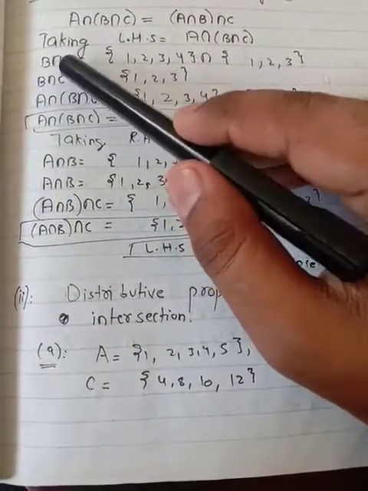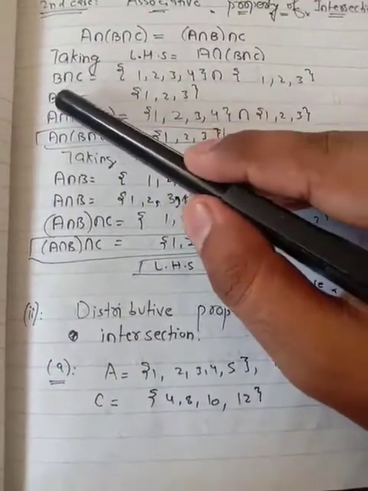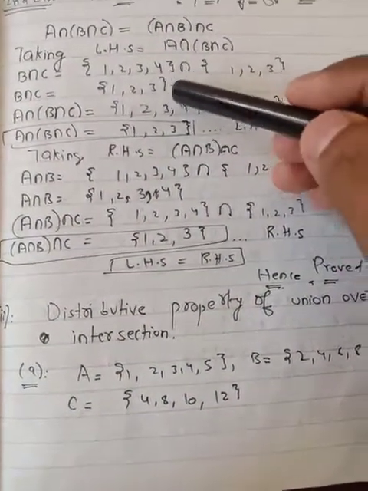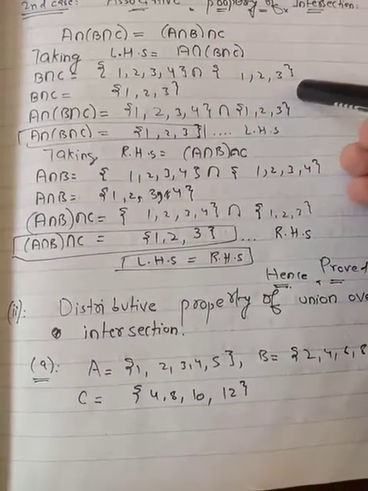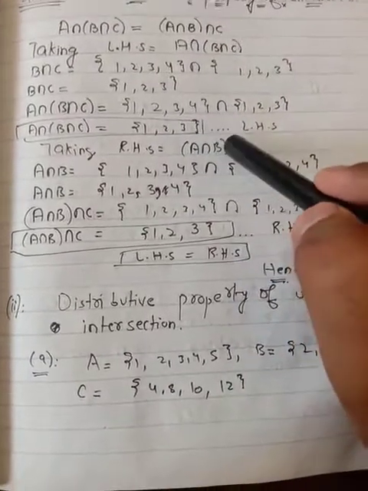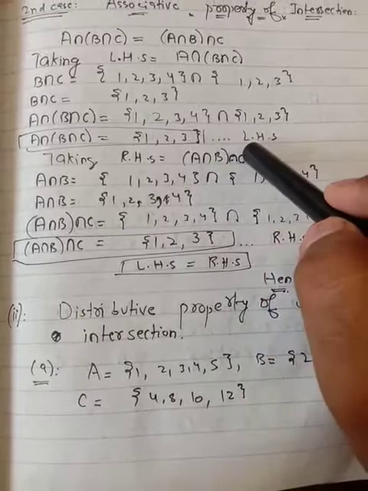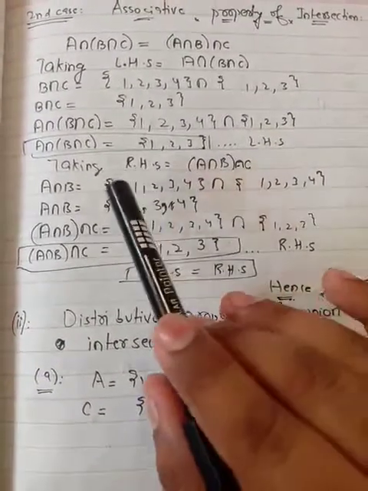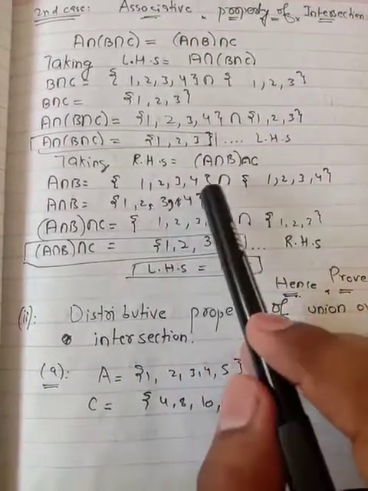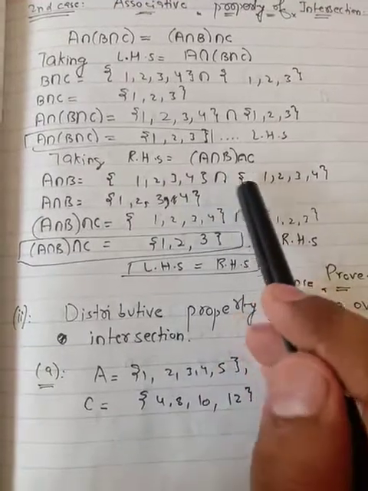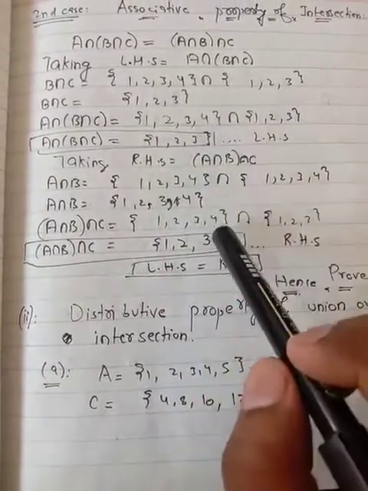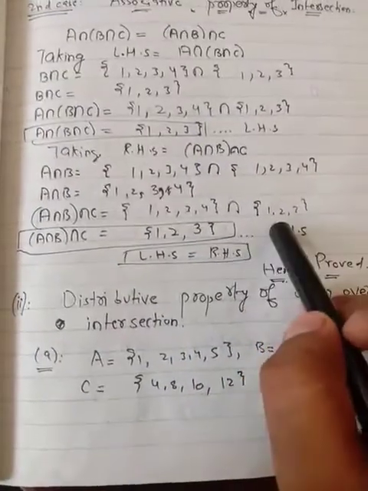Now we will again find the intersection with the A set. The intersection of A with B intersection C is 1, 2, 3, because the A set is 1, 2, 3, 4 and the B intersection C set is 1, 2, 3. This is our answer of the left hand side. After that we will find the right hand side. Right hand side is (A intersection B) intersection C. First we will solve A intersection B. A set is 1, 2, 3, 4 and B set is 1, 2, 3, 4. The intersection will be 1, 2, 3, 4. Then we will find the intersection with C. C set is 1, 2, 3 and we will get our answer 1, 2, 3. There you can see the left hand side is equal to the right hand side, hence we have proved it.